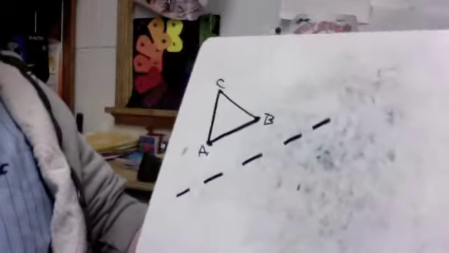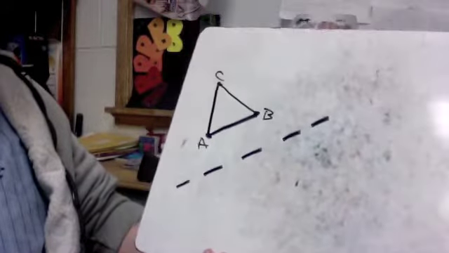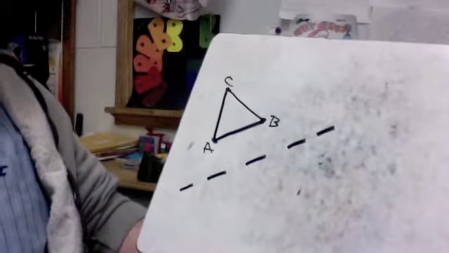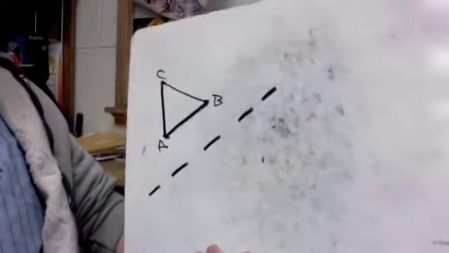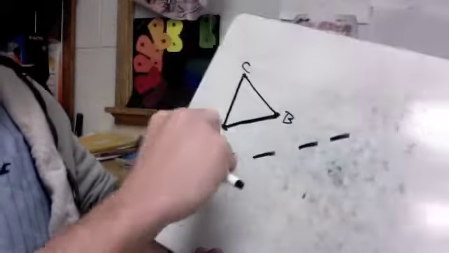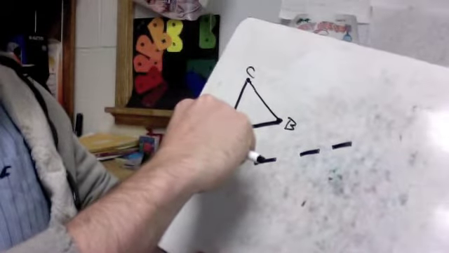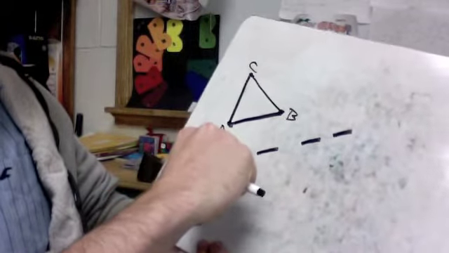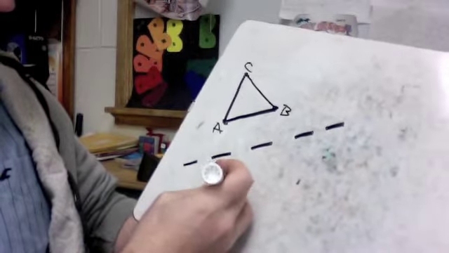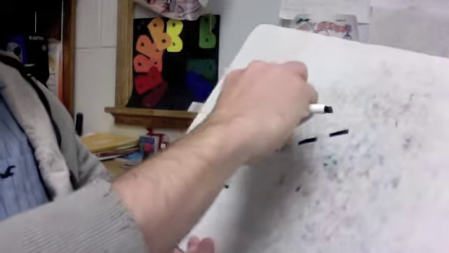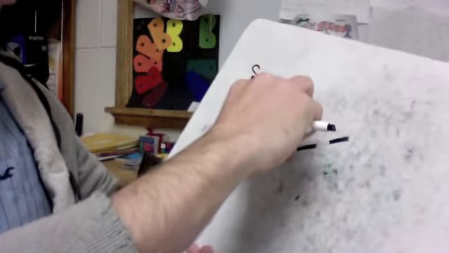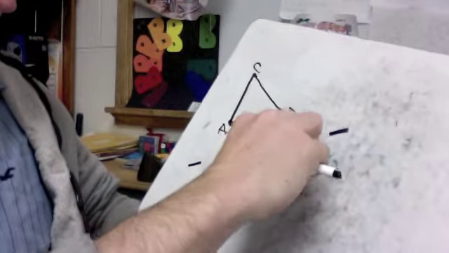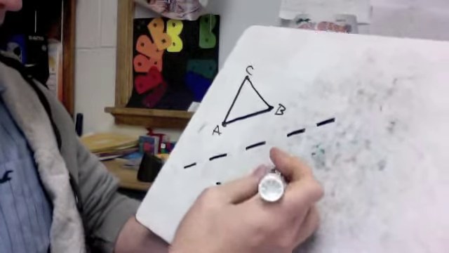Okay, I do not have a ruler with me, so I'm just going to estimate. You just have to remember that each point has to be the same distance away from the reflection line. So point A is about that far, so I'll move it down here and it's going to be that far. So I'll put my point A right there. Point B, that far, down on the reflection line looks like about that far.